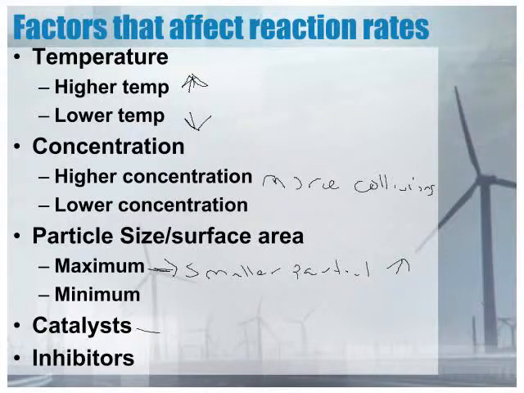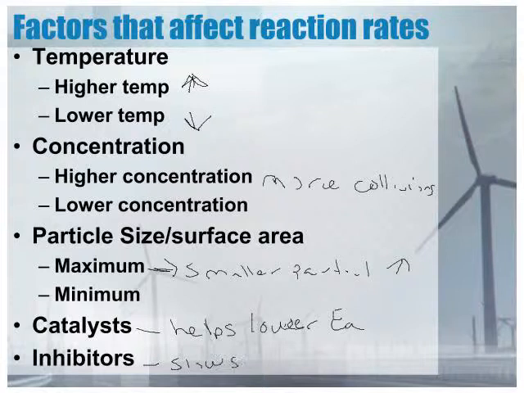A catalyst helps a reaction. It speeds it up by changing its energy of activation. We'll talk about that in just one second. And so it helps lower the energy of activation, meaning it'll make it go faster. And an inhibitor does the opposite thing. It stops or slows down a reaction.